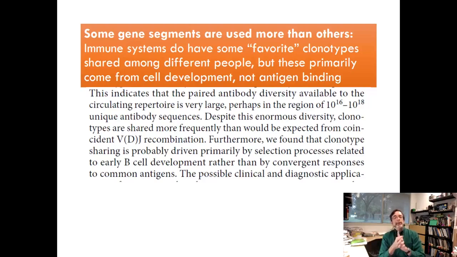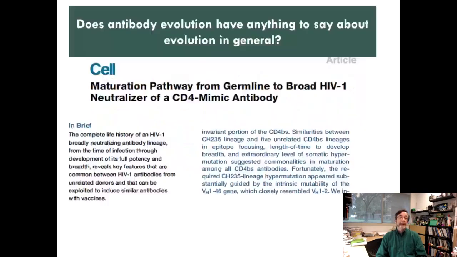So the diversity available is usually in the region of 10 to the 16th, 10 to the 18th. 10 to the 12th, by the way, is a minimum. And despite this, there are some that you see more than expected. And they found that it's probably driven by the selection processes that are involved in B cells developing in the first place, rather than them converging on binding a possible antigen. I think that's kind of cool. It might have some therapeutic use, but to me, it's interesting in teaching immunology.